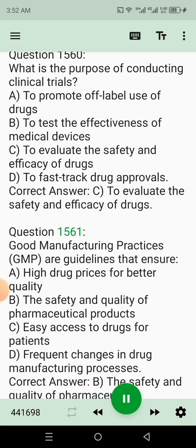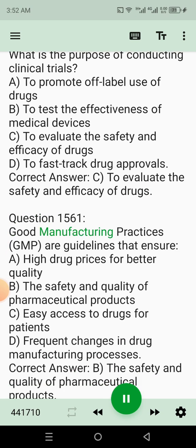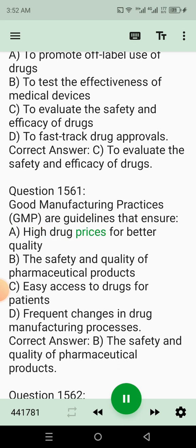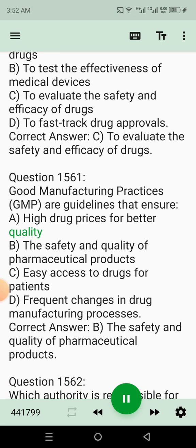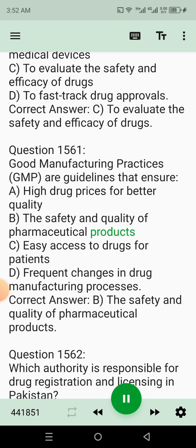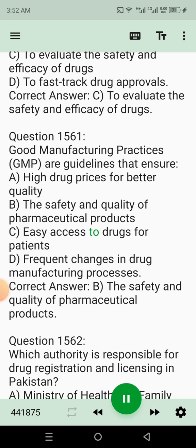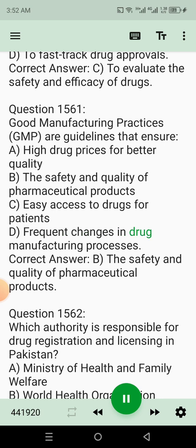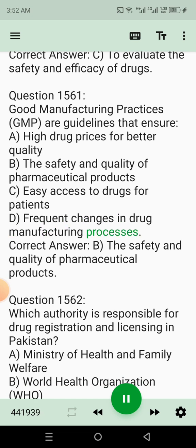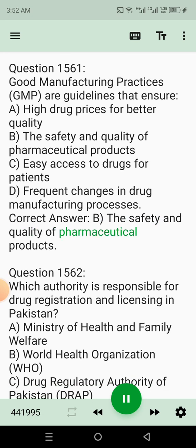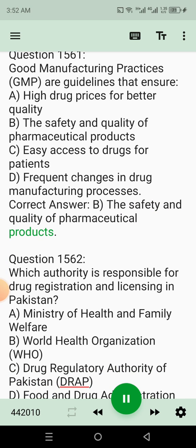Question 1561. Good manufacturing practices (GMP) are guidelines that ensure A. High drug prices for better quality. B. The safety and quality of pharmaceutical products. C. Easy access to drugs for patients. D. Frequent changes in drug manufacturing processes. Correct answer. B. The safety and quality of pharmaceutical products.